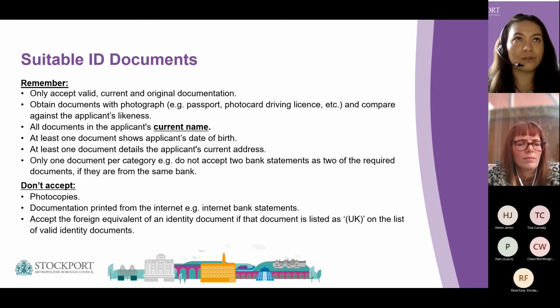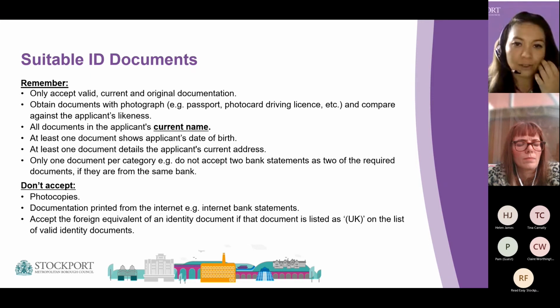All documents should be in the current name. Obviously, if it's a birth certificate, it may be in a previous name. So you need to be asking for the document that shows their change in name. So if that's a deed poll or a marriage certificate, you need to be asking for those documents alongside, say, for example, the birth certificate. At least one document must show the applicant's date of birth. At least one of the documents must show the applicant's current address.